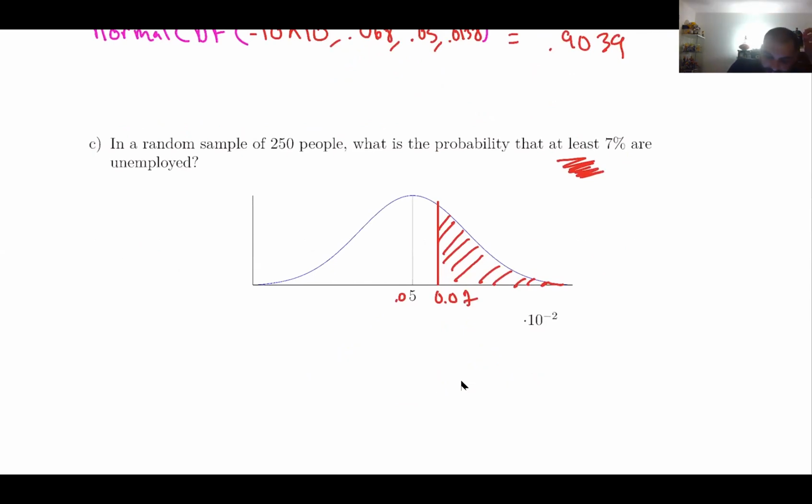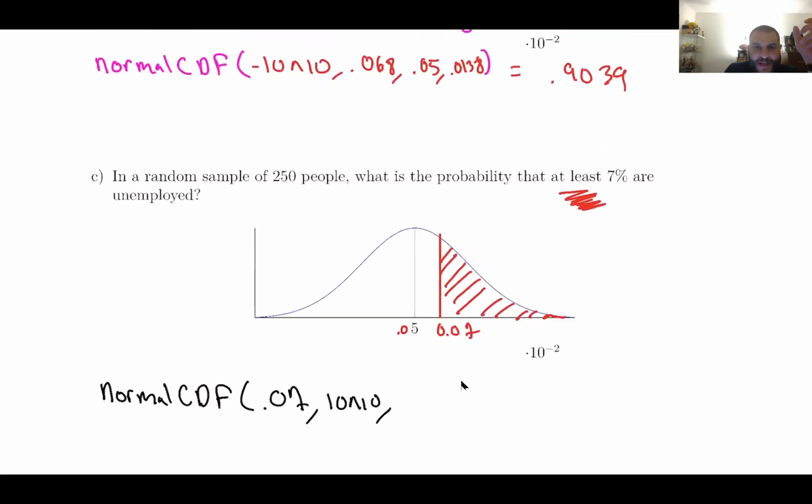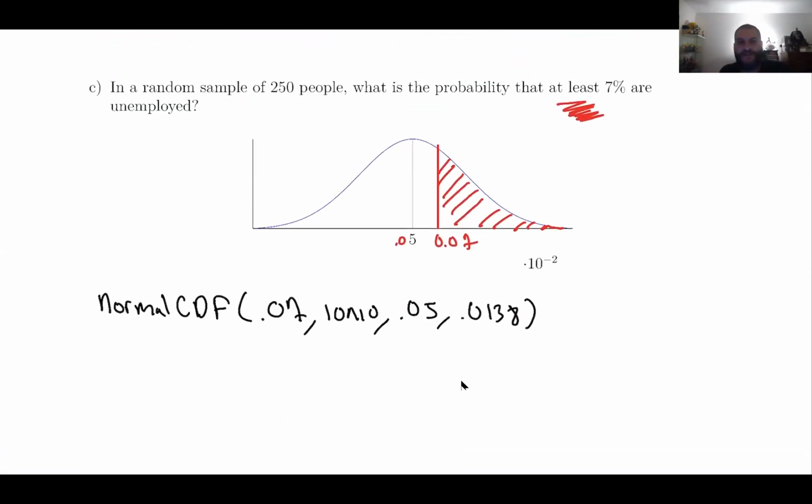All right, so then we want to go ahead and do normal CDF. So we'll say normal CDF. If you look, the lower bound is equal to 0.07. My upper bound is going all the way to the right-hand side, so going to infinity. Then if you look at mu, it's the same thing as the previous one, 0.05. And my sigma does the same thing, 0.0138. All right, any question in regard to any of those inputs?